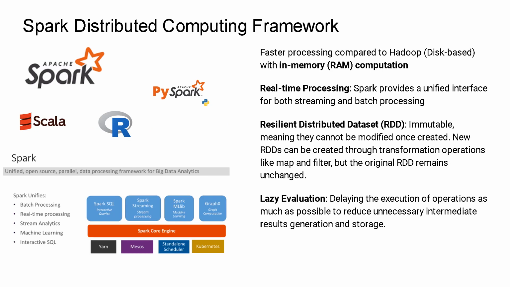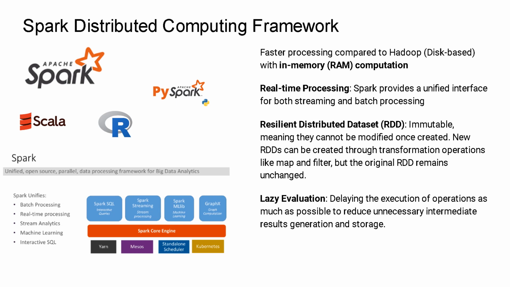Secondly, we will talk about the Spark distributed computing framework. It is a faster processing framework compared to Hadoop, which is disk-based, because Spark is using in-memory computation. It also supports real-time processing. It provides a unified interface for both streaming and batch processing. Spark uses the Resilient Distributed Dataset, or RDD. It is an immutable dataset, meaning it cannot be modified once created.